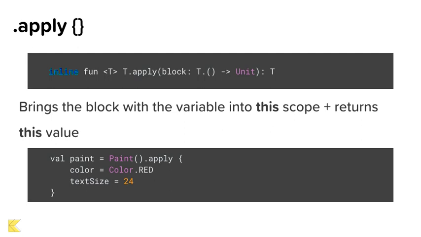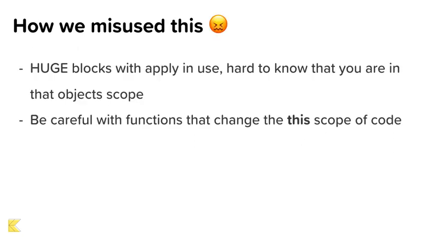So it can be really confusing because now at this point, you don't know which scope of this you're actually in. Are you referring to the activity, or are you within this block of the paint? So it's something that you need to keep in mind when you're using this kind of feature, and it can cause some bugs. So I want to talk about how we misused this feature.